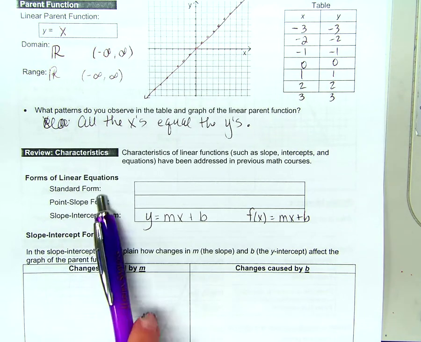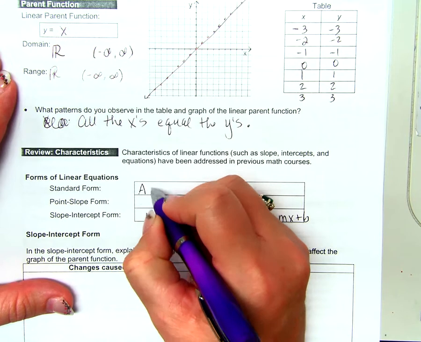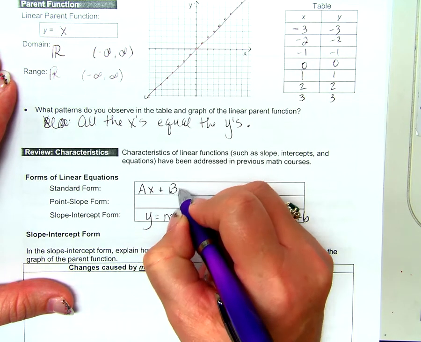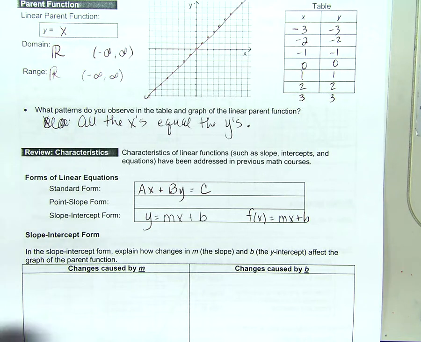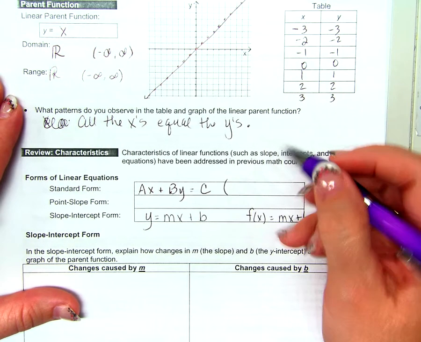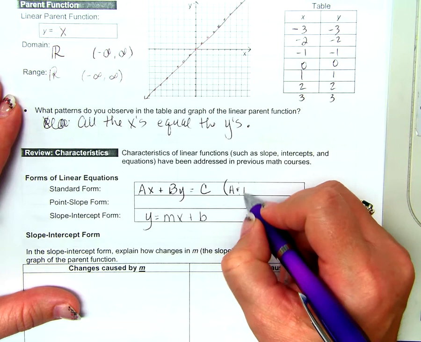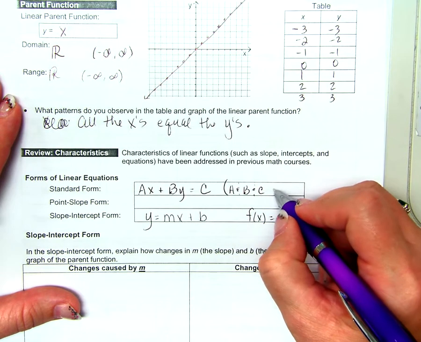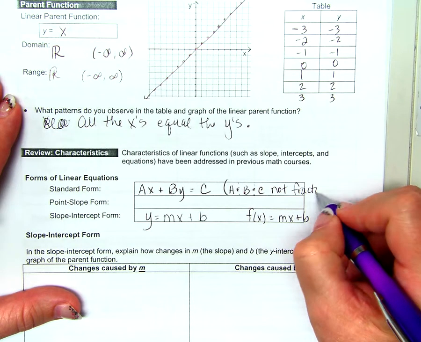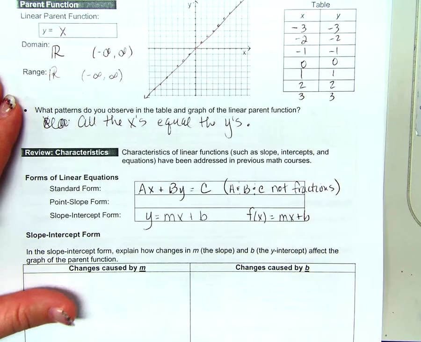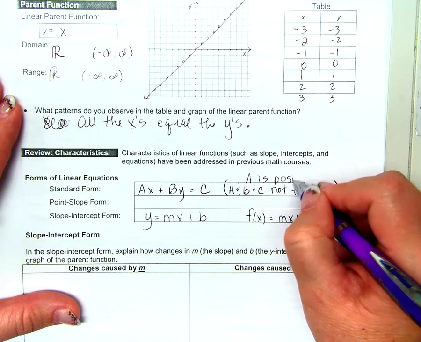Okay. What about standard form? Do you know standard form? Ax plus By equals C. Okay? A little note that I need you to know about in here is that A and B and C are not fractions. And I need you to know that A is positive.